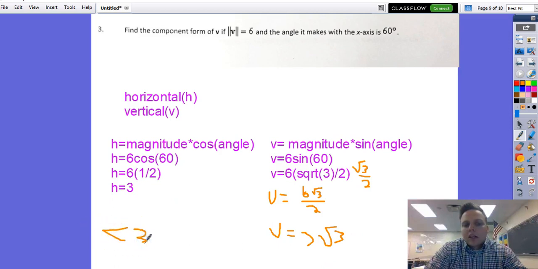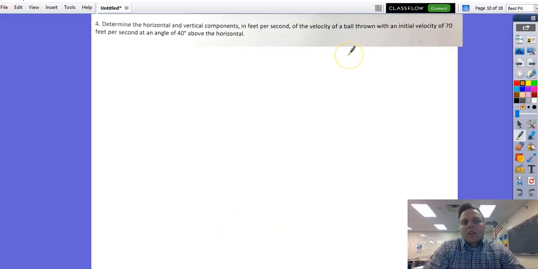is (3, 3√3). And there you go. That's the answer to number 3. Number 4: determine the horizontal and vertical components, in feet per second, of the velocity of the ball thrown with an initial velocity of 70 feet per second and an angle of 40 degrees. This initial velocity of 70 is your magnitude, at an angle of 40 degrees above the horizontal, that is your angle.